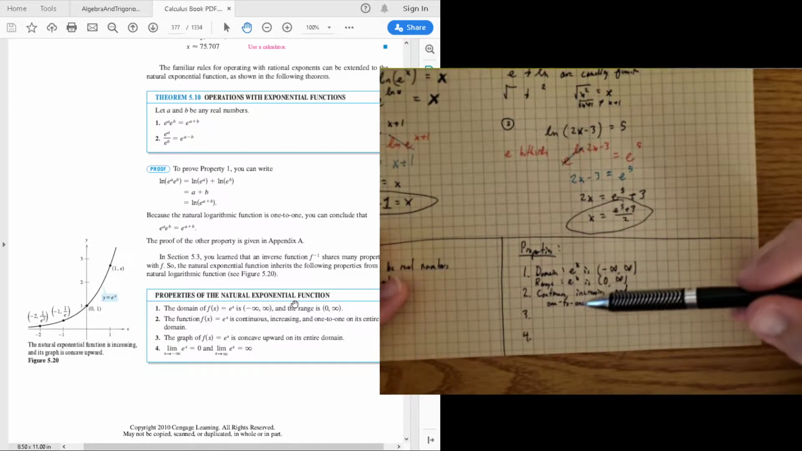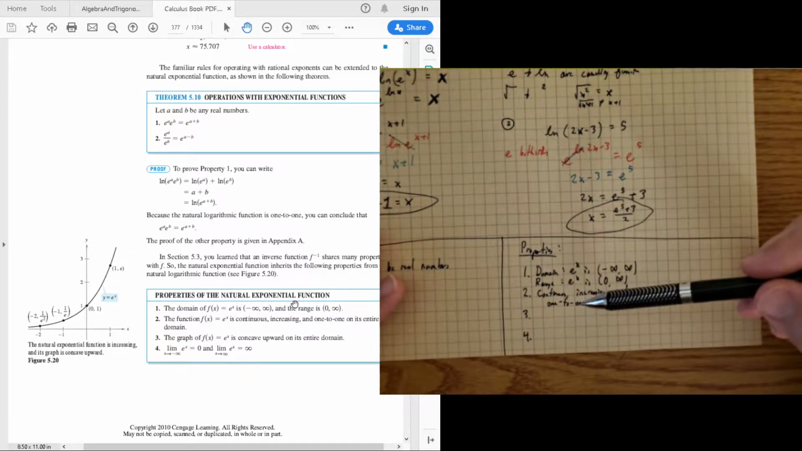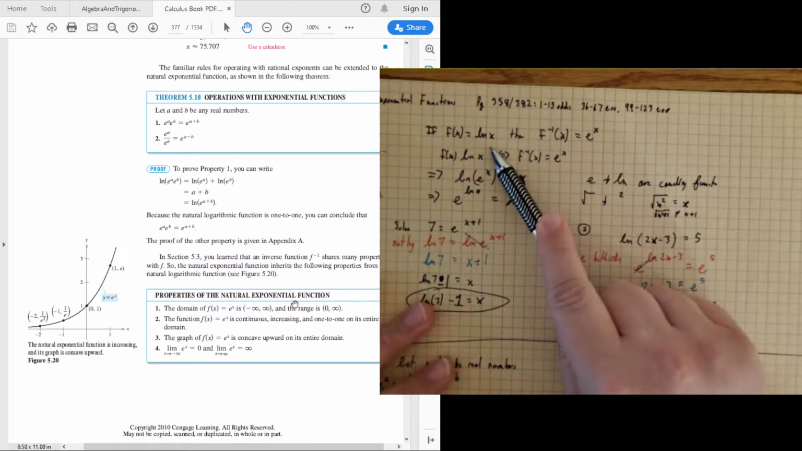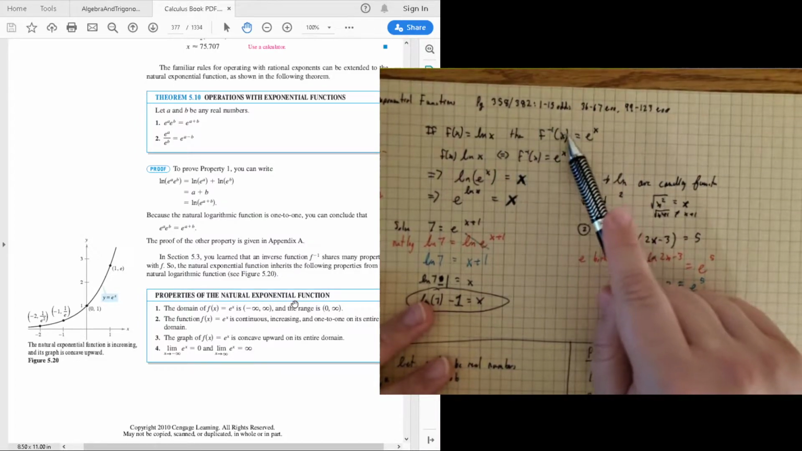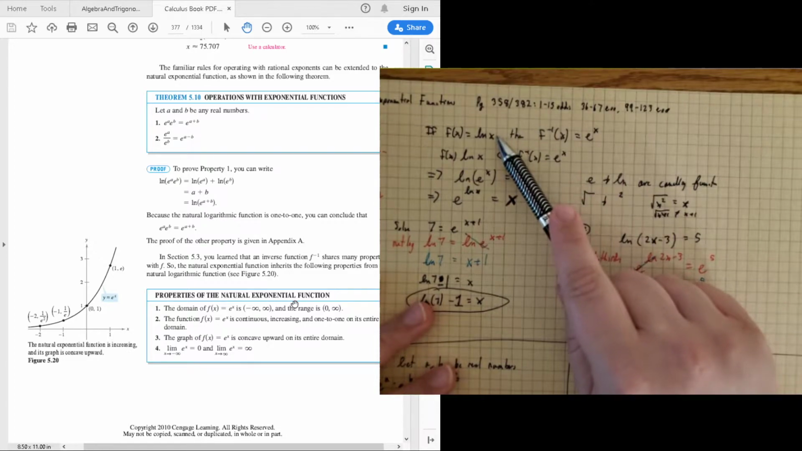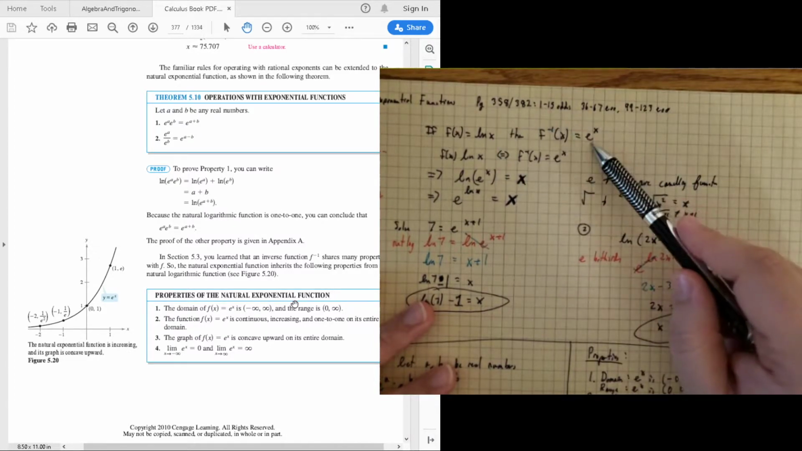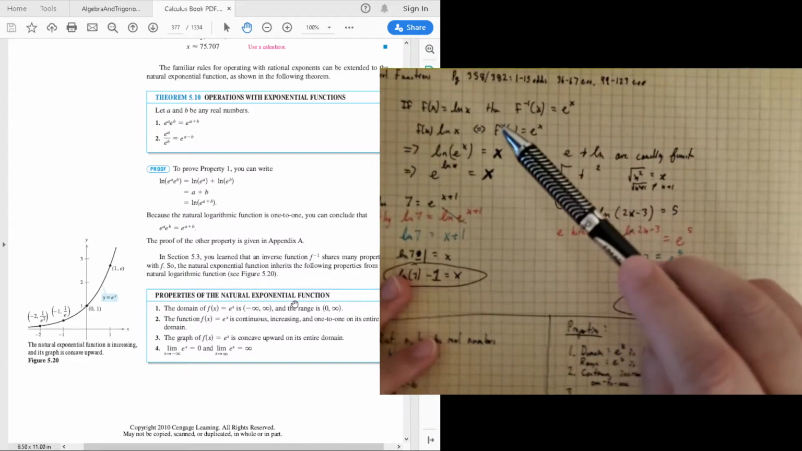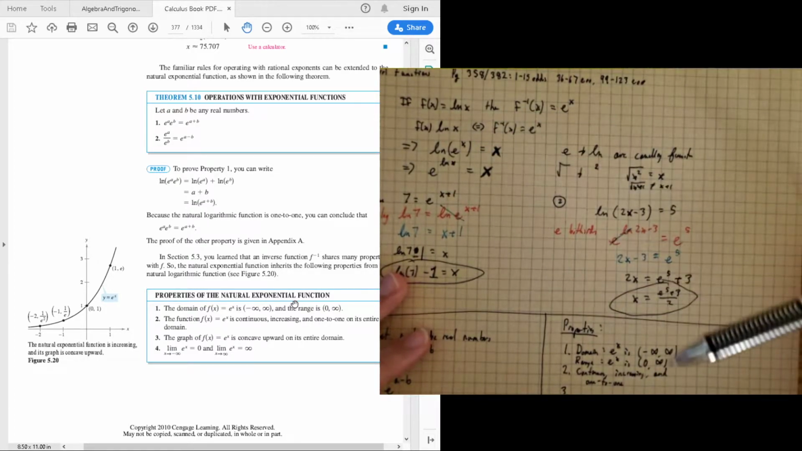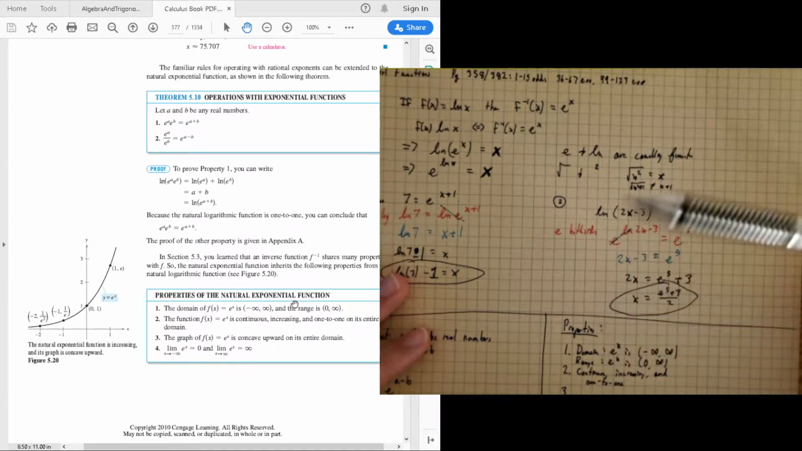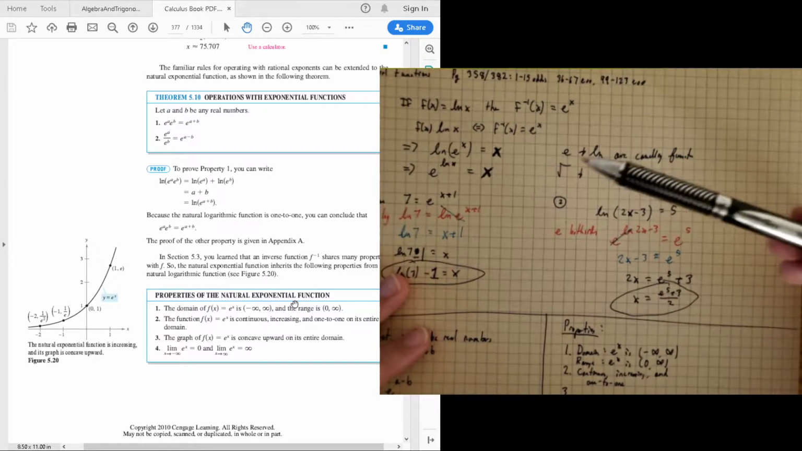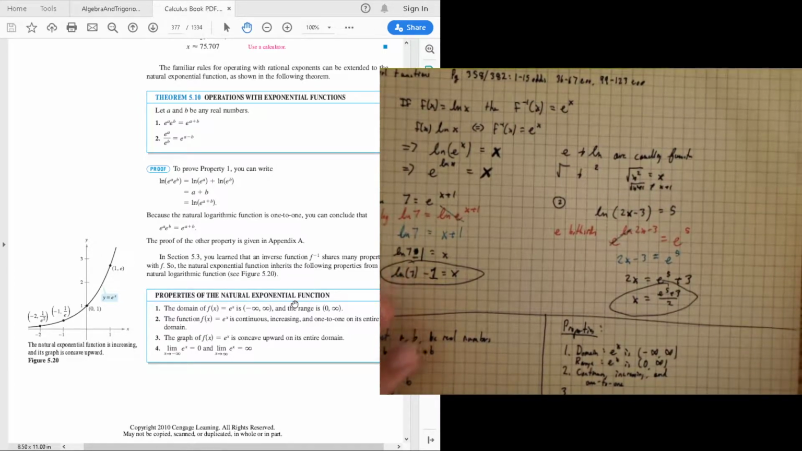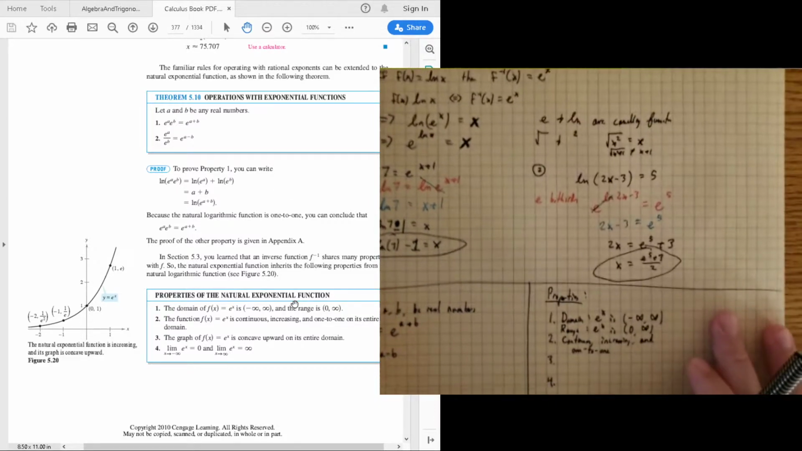Now, fun fact, this has to be true because it's the inverse. Remember, one of the properties of inverses is that if the original function is increasing, then the inverse will be increasing. If the original function is continuous, then this one will be continuous. If the original function is one-to-one, then this one will be one-to-one. It's one of those things; it needs to fit this category.